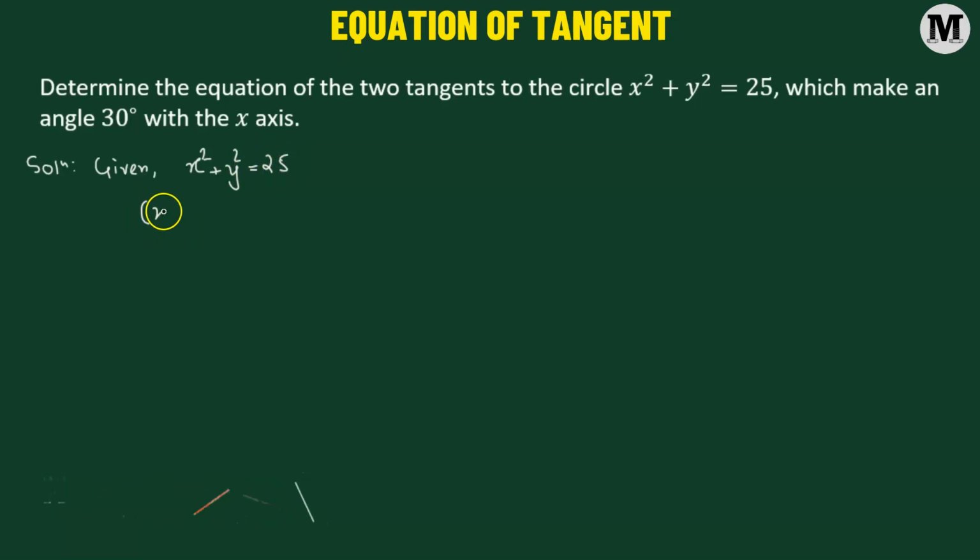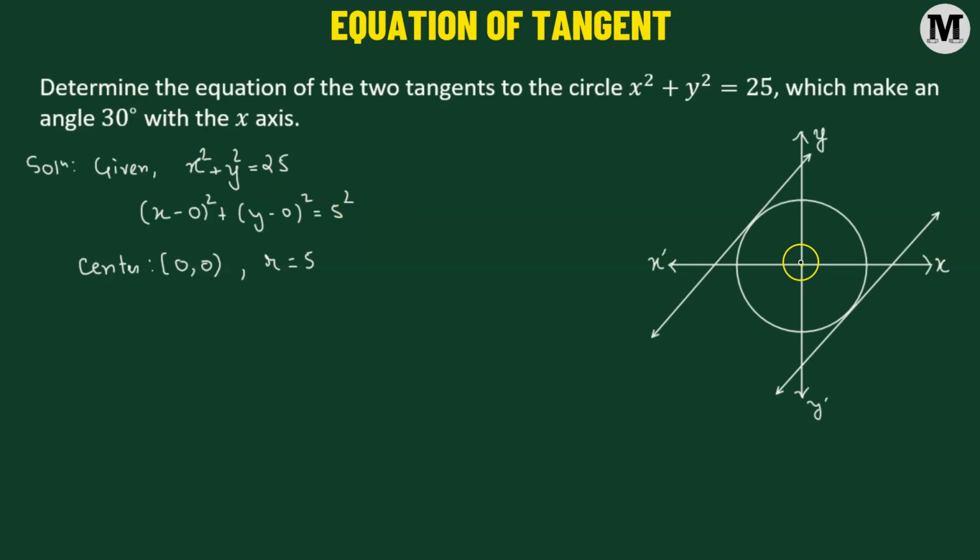Now we can rewrite the equation in its standard form as (x minus 0) whole squared plus (y minus 0) whole squared equals 5 squared. This tells us that the coordinates of the center of the circle will be (0, 0). That means the circle is centered at the origin and it has a radius of 5 units. So let's sketch the circle on a coordinate plane.